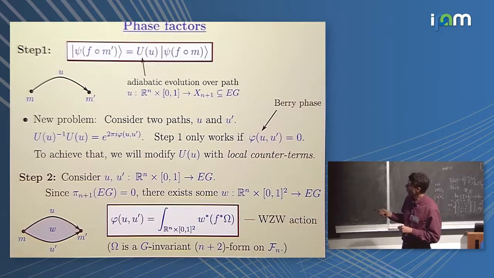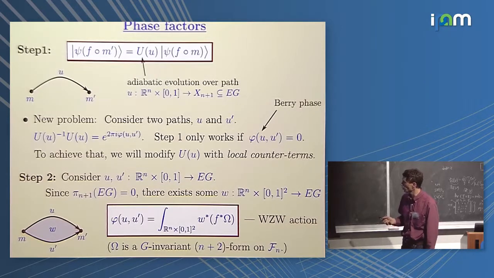However, there is a new problem. Suppose there are two different paths or two different spin flip patterns between two configurations, m and m prime. When we go along one path and along the other path, we get different phase factors. The phase is different by that number. So we really need to make sure that this factor vanishes.